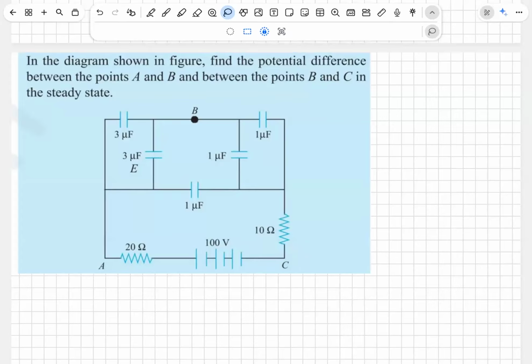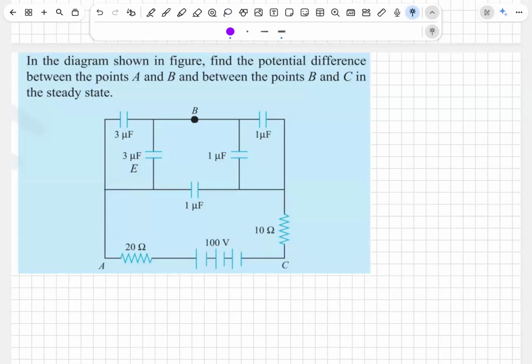On the basis of this only, we have done some problems in our previous class. Today we will do some more. In the diagram shown in the figure, find the potential difference between points A and B, and between the points B and C in steady state.